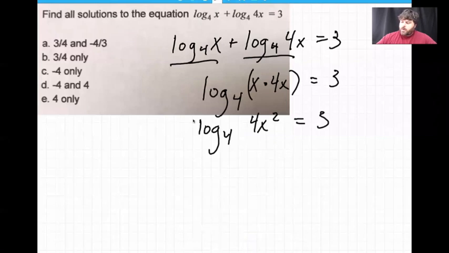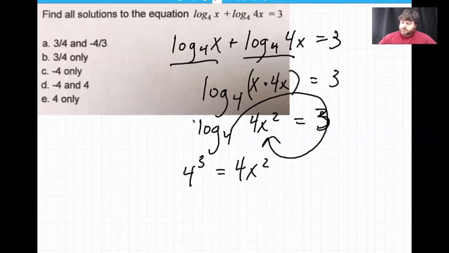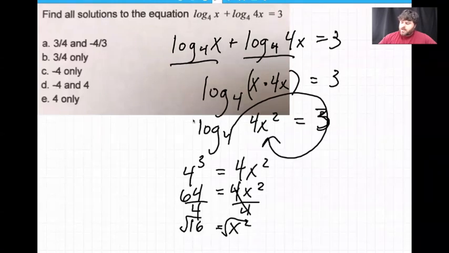And then here we go. We're going to spiral out of this thing. 4 to the power of 3 equals 4x squared. That's 64 equals 4x squared. Divide by 4 on both sides. You're going to get x squared equals 16. Square root both sides. You get x equals 4 and negative 4. So it looks like choice D would be the correct answer, but it's not.